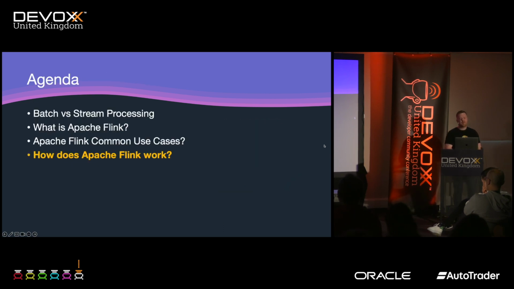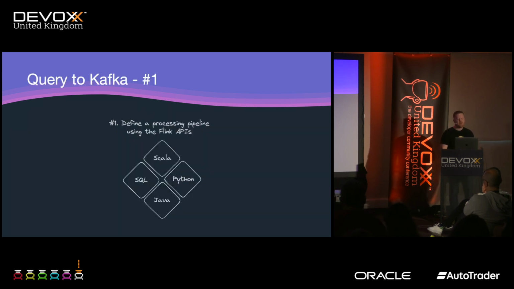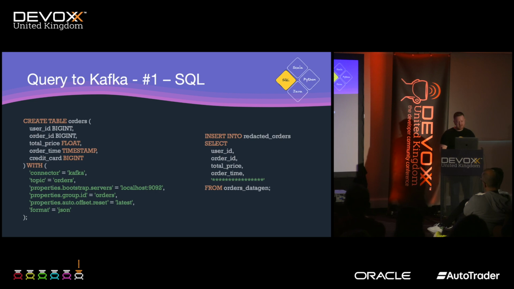So the point of this talk, how does Flink actually work? Hopefully you all know the why and the what, but how. Let's go through the how. So the first step is, as a programmer, as a data scientist, we need to define a processing pipeline using the Flink APIs. As we just covered, you can use Scala, SQL, Java, Python. We just went through a demo of SQL, so we used a SQL query to generate this.